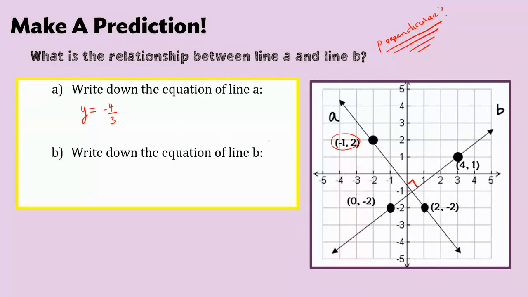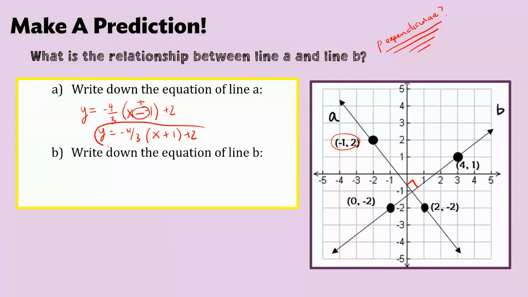-4/3. I don't have the y-intercept. I don't know what this point is. Let's not guess. Let's use our other formula. X minus -1 plus 2. Well, we know this, right? So y equals -4/3 x plus 1 plus 2.